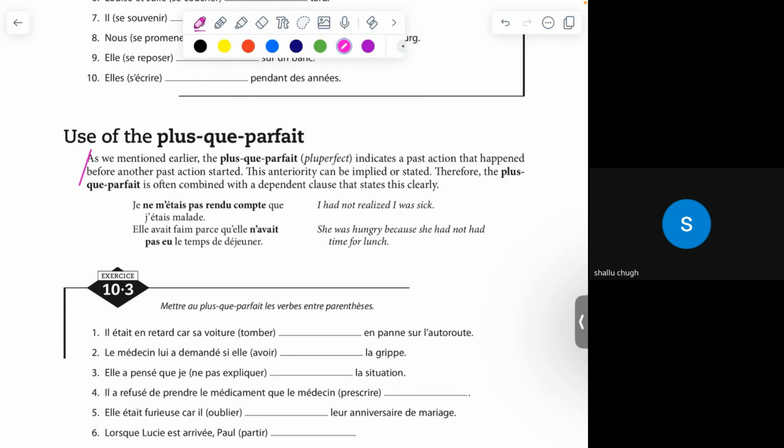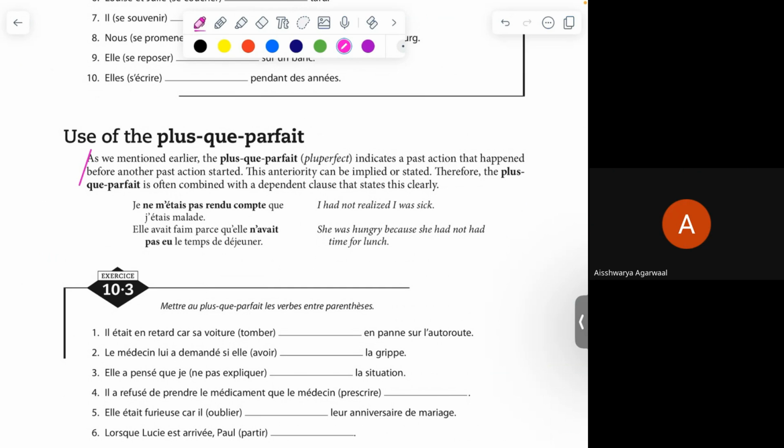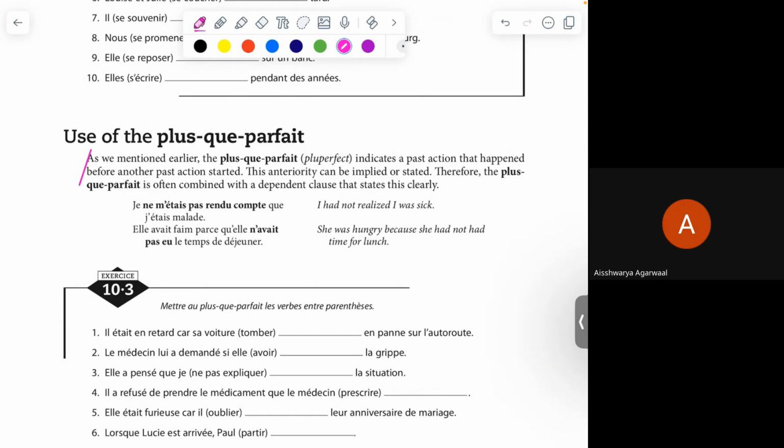No. No. Aishwarya? Yes, no. They were not. Okay. So यहाँ पे but are you getting a feeling that I should be using plus-que-parfait and not passé composé? उन्होंने पहले ही खाना खा लिया था. Correct. Why? Because पहले ही खा लिया था, before the action.